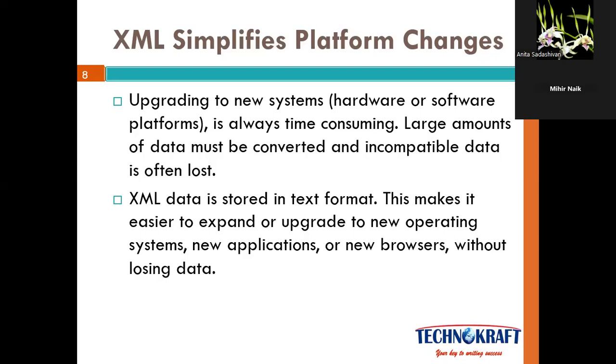Upgrading to new systems, hardware or software platforms is always time consuming. Large amounts of data must be converted and incompatible data is often lost. So when you don't have compatible tags, the data is often lost. XML data is stored in text format. This makes it easier to expand or upgrade to new operating systems, new applications, or new browsers without losing data.